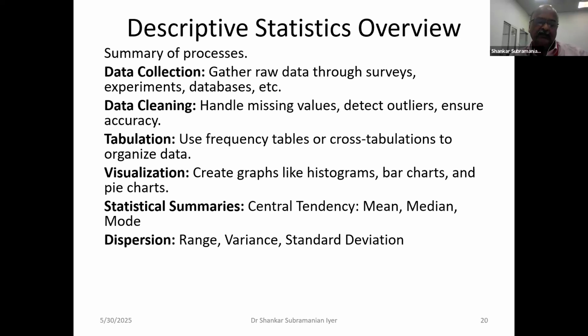So the summary of processes generally is the data collection. You gather raw data through surveys, experiments, databases, etc. The next process is data cleaning. You need to handle missing values.